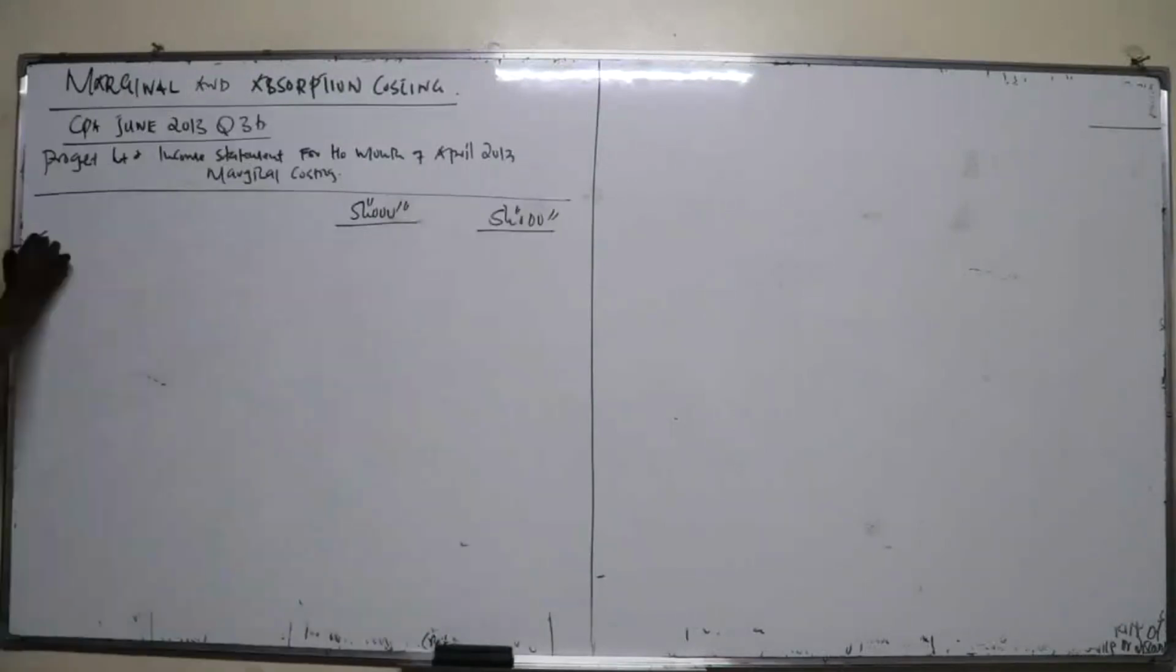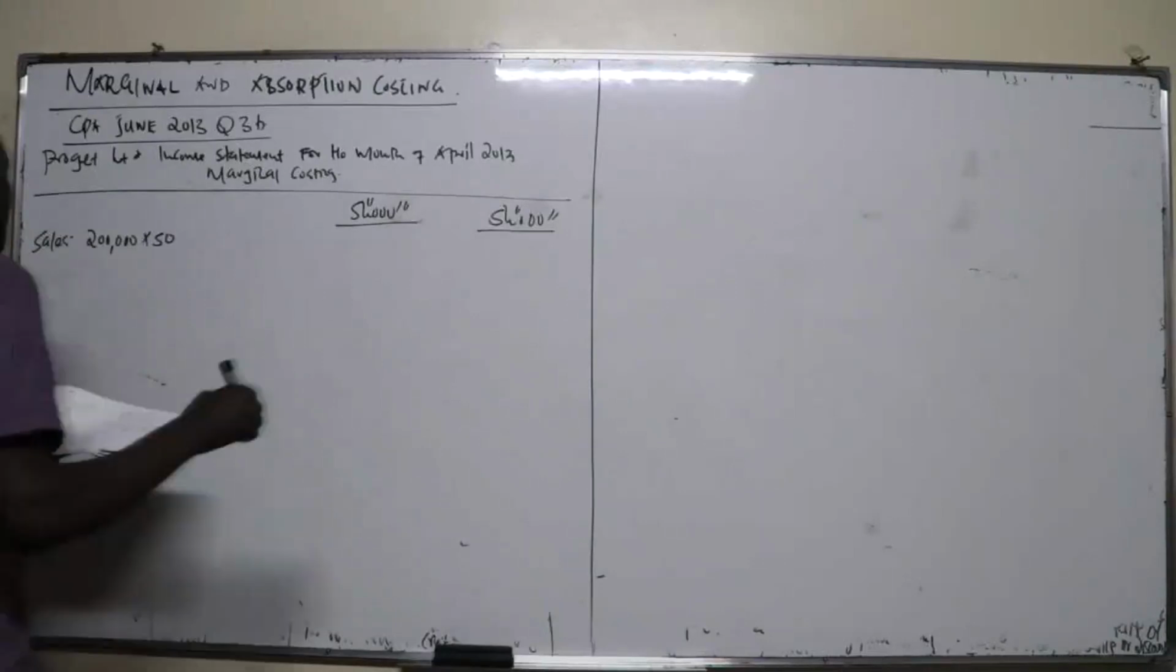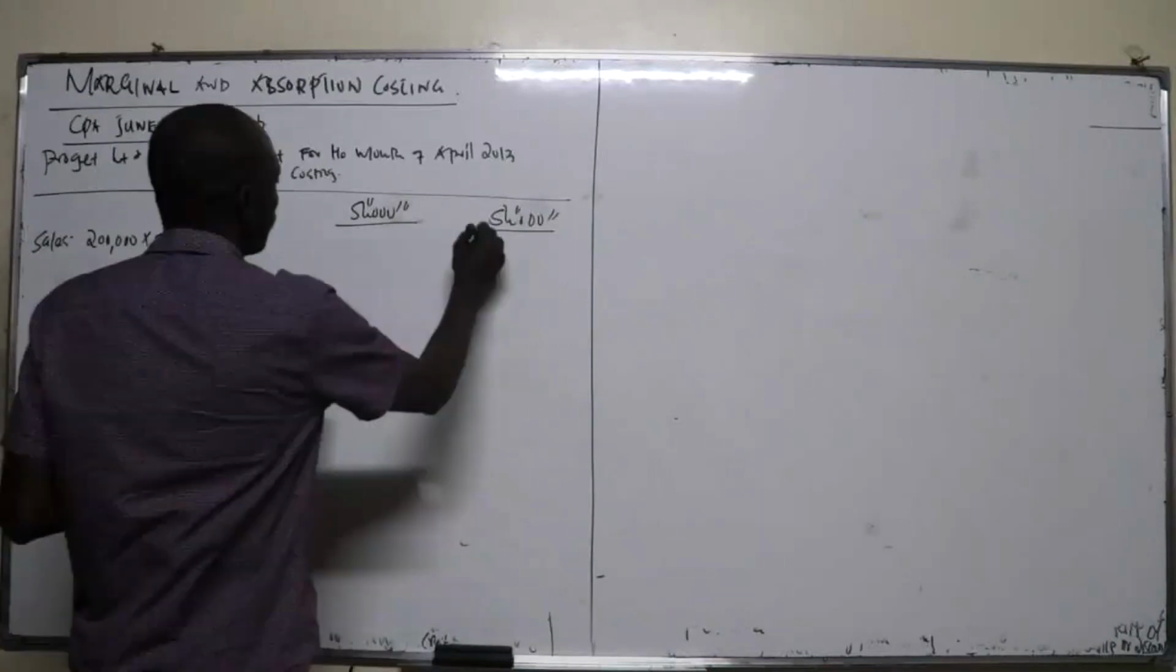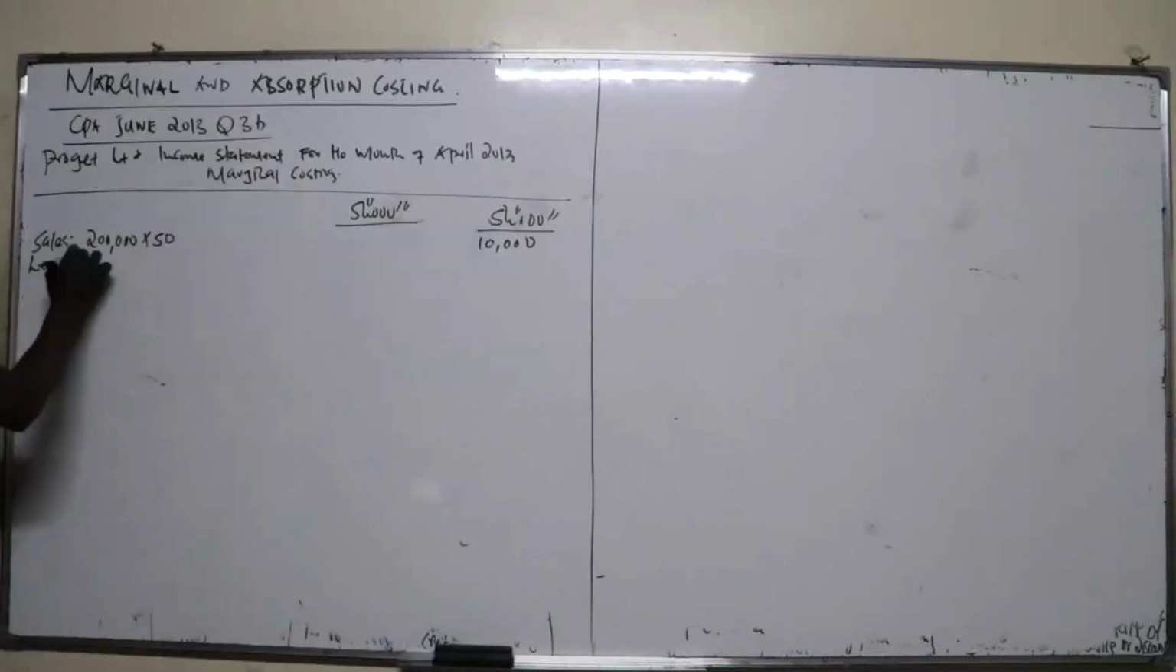So in the month of April, the number of units produced and sold: they produced 240,000 units and they sold 200,000 units. So this one will be 200,000 units, and then the selling price per unit was 50 shillings, so you multiply by 50. What will be that figure? 10 million. So this one will be 10,000. And then you less marginal cost of sales.